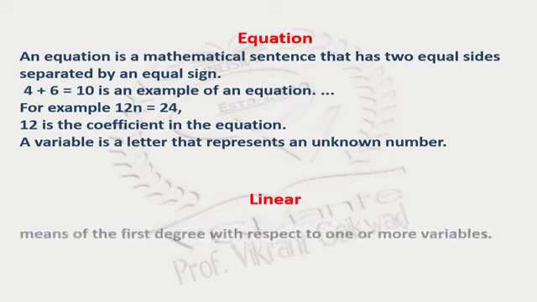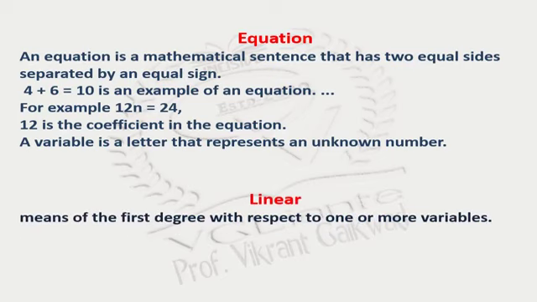Linear means of the first degree with respect to one or more variables. Now for example, if you look at 12n equals 24, you have to check the power of n. What is the power of n? The power of n is 1. So when you get the power of the variable to be 1, it means of the first degree.